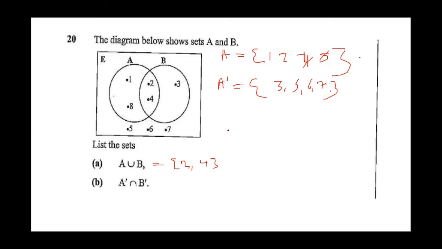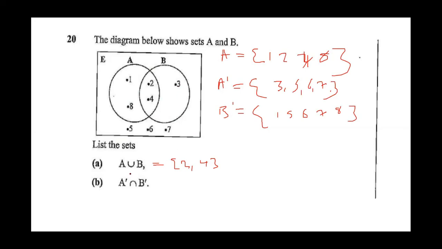Then B complement. So B complement means those that are not found in B. So it will be 1, 5, 6, 7, and 8. So you write them in order. So it will be this one, that one, and these ones out. Those are the B complements. They are not found in B.